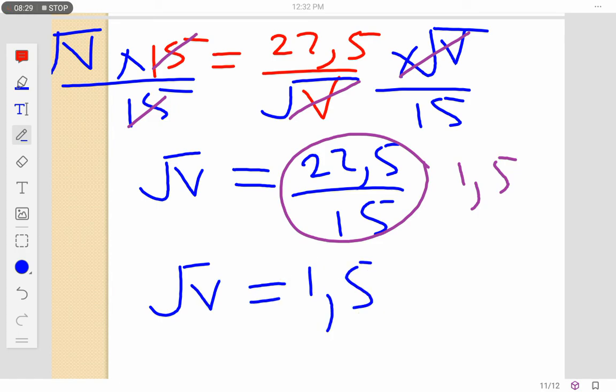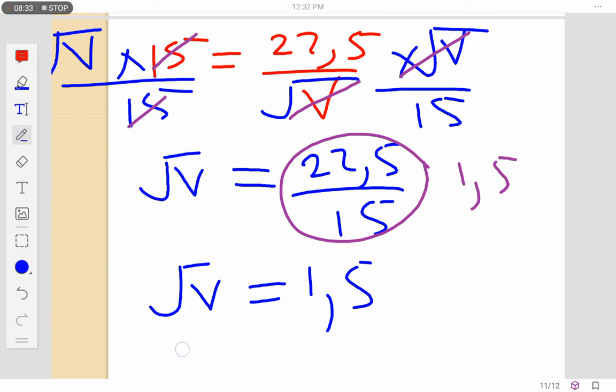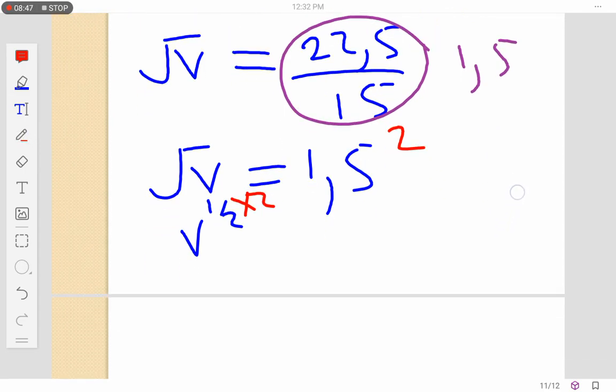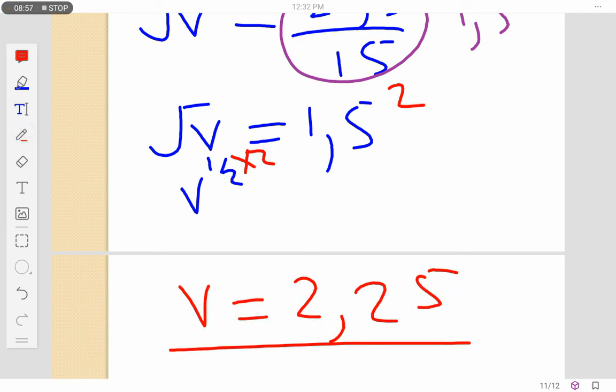Square root is the same as V to the power of half. So to remove that half, I can multiply by 2. I'm squaring both sides to get my V. Then my V becomes 1,5 squared. I will get my V as 2,25. So that's how you simplify these questions.